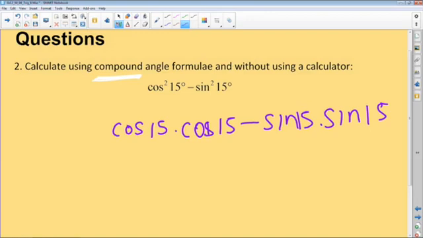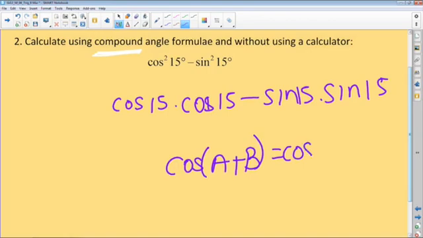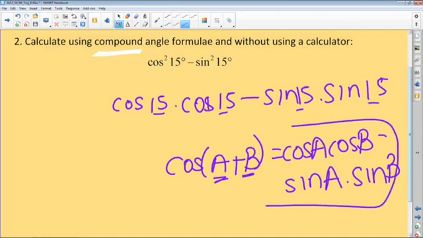Does that look familiar to me? Well, kind of, except I know that in my expansion for cos of A plus B, usually the A and B are different values. So if this was cos A plus B, I'd get cos A cos B minus sine A sine B. It doesn't matter that these are now the same value. So A and B are equal. They're both 15. That doesn't matter. We can still use this expansion.